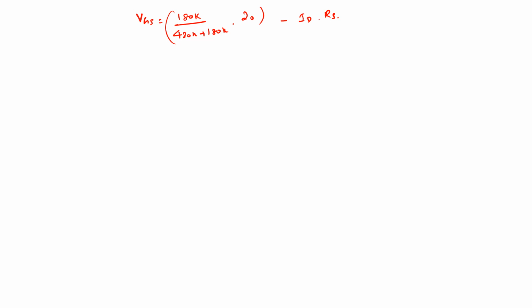And we know, so when I do the arithmetic, ID is nothing but IDSS times (1 minus VGS by VP) the whole squared, into RS, which is 2.7K.